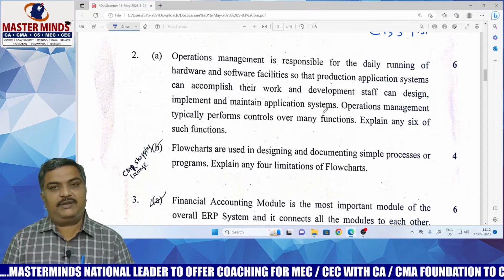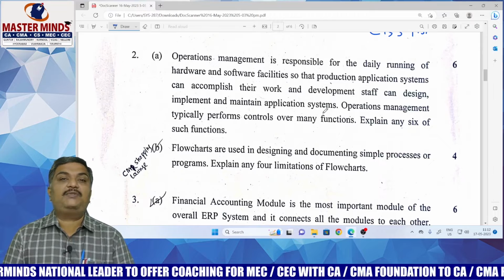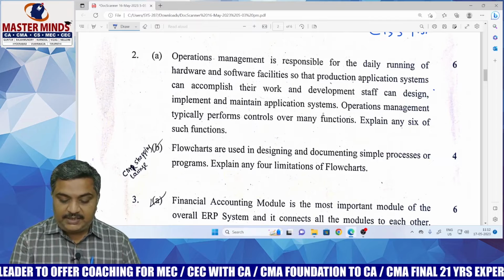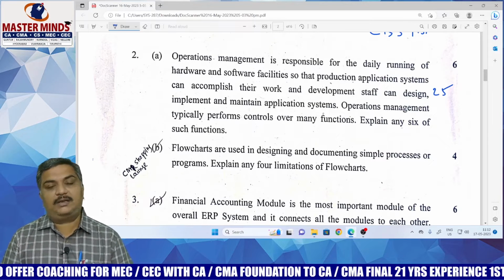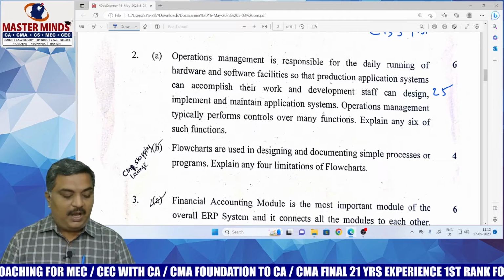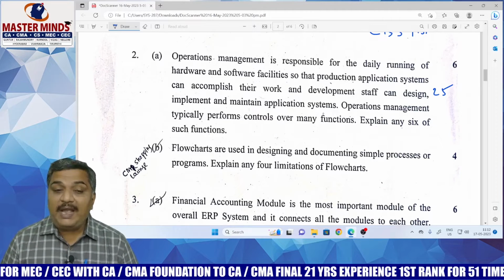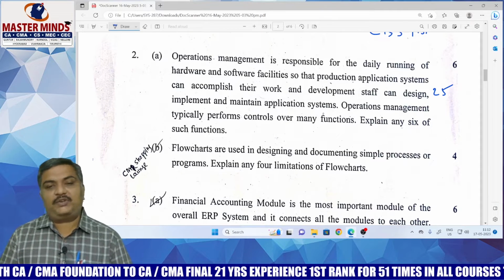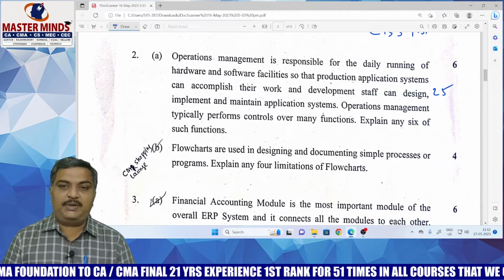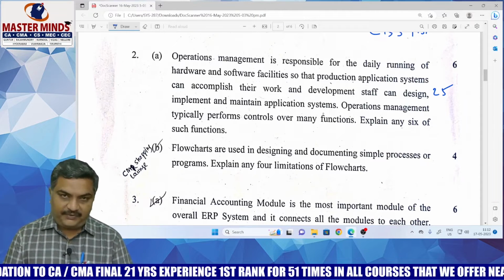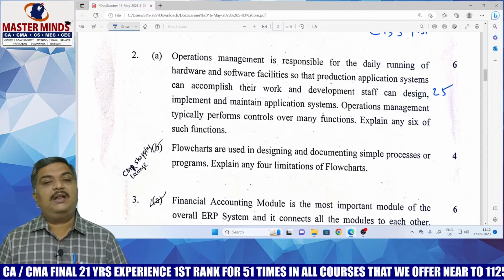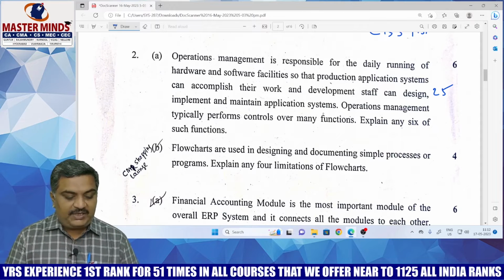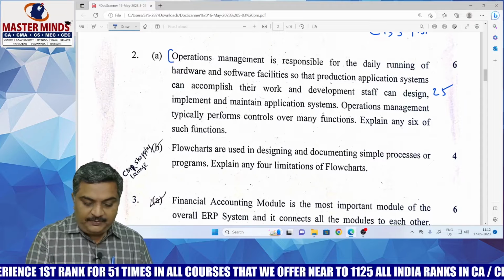This is also a regular question which is very important, and this question is from Information System Risks and Controls. And in our Masterminds material, if you can observe, this is question number 25 in operations in Information System Risks and Controls. Now what is asked here? Explain any 6 of such functions. While writing your answer, it is better you write some introduction, telling that operations management is responsible for daily running of hardware and software facilities so that production application systems can accomplish their work and development staff can design. So you need to write this introduction once again. This is actually the introduction that is given for the question.